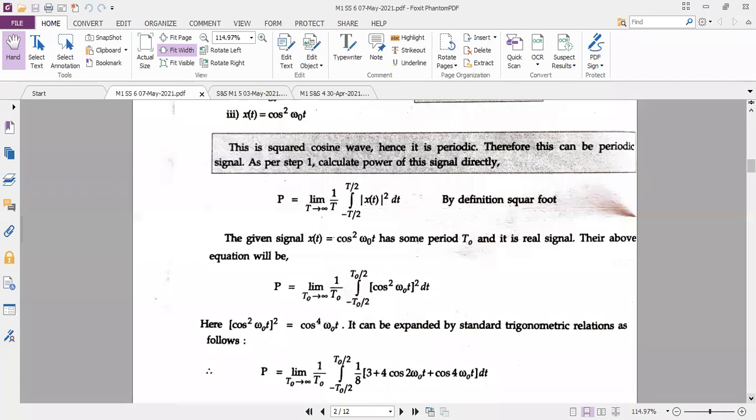Because the answer is not 0, 100%. And it is also not infinity, 100%. So, since my E is falling between 0 and infinity, my conclusion is the given signal is an energy signal with the energy value equal to T naught.